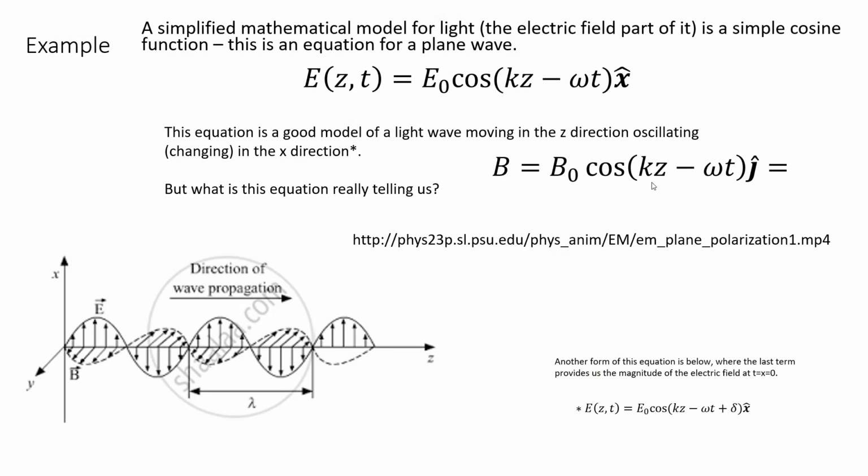The mathematical equation for the magnetic field is identical. It's just oscillating in a different direction. This is oscillating in the J or Y direction. The E field, as you saw, is oscillating in the X direction.